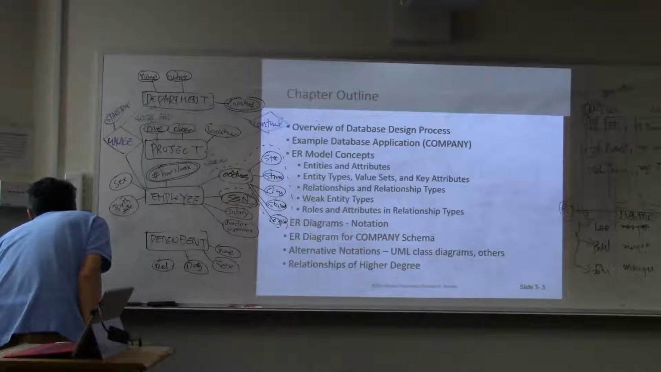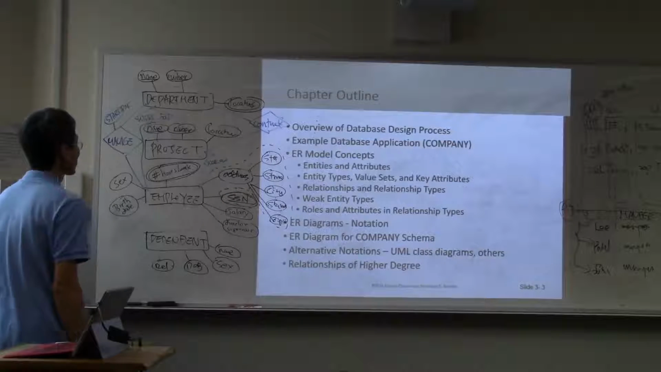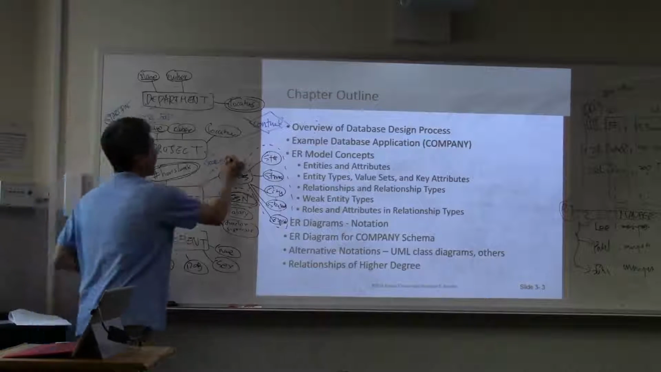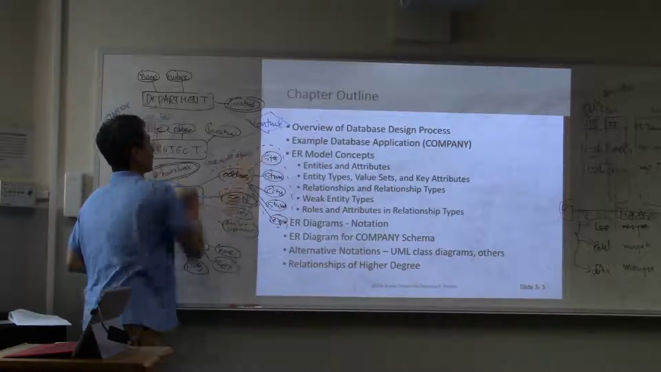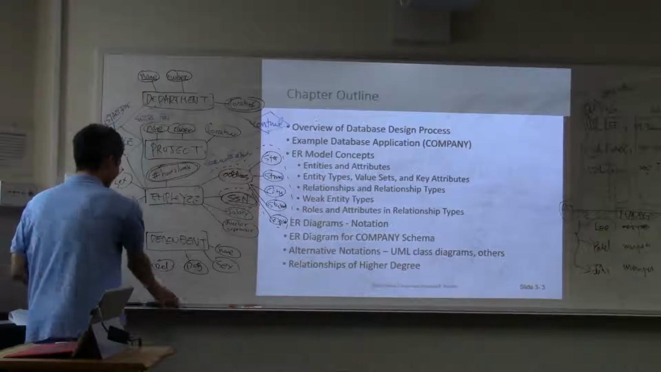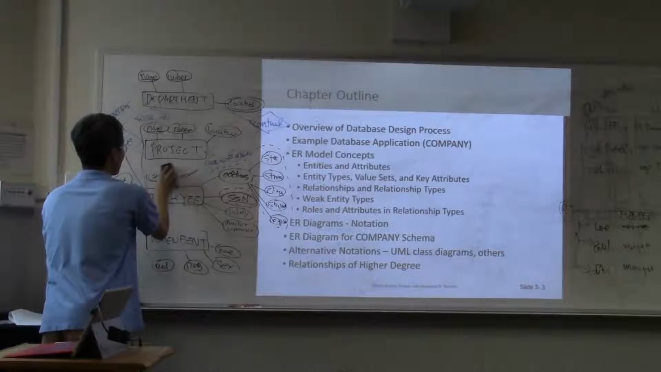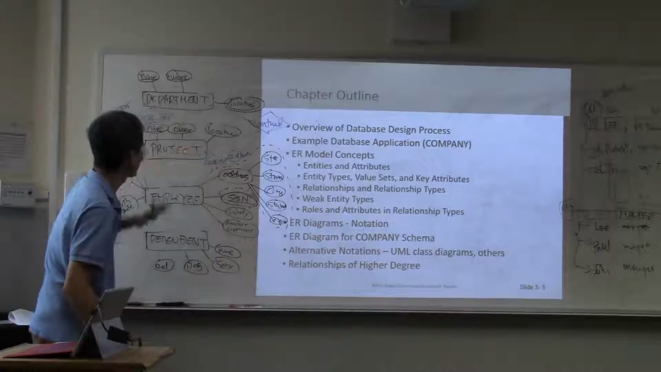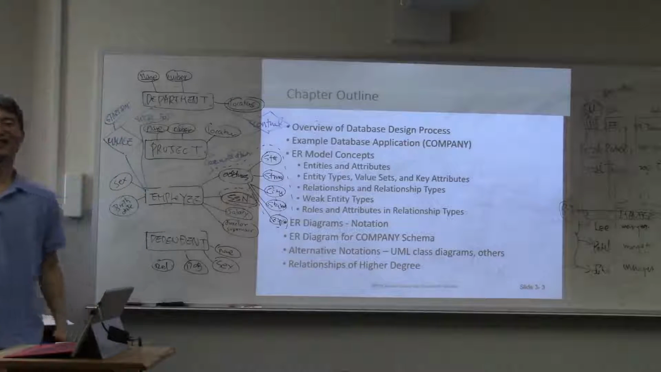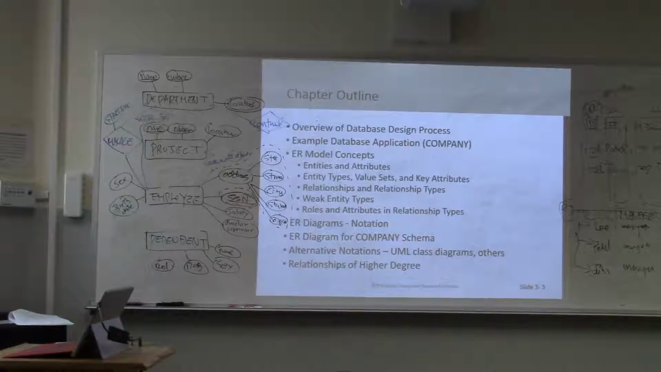Also, we keep track of number of hours. So number of hours can be an attribute of the works-on relationship. So we don't need this. It's clear: for each project, number of hours. Okay? What else?